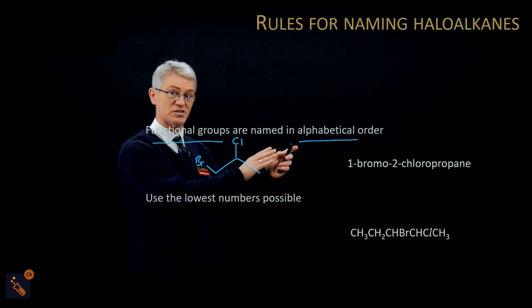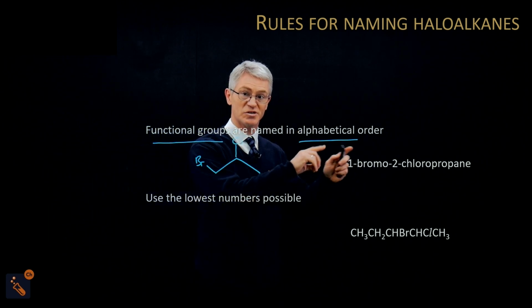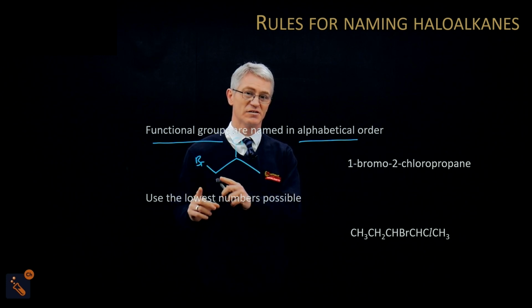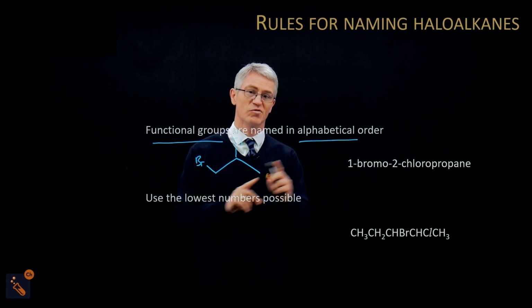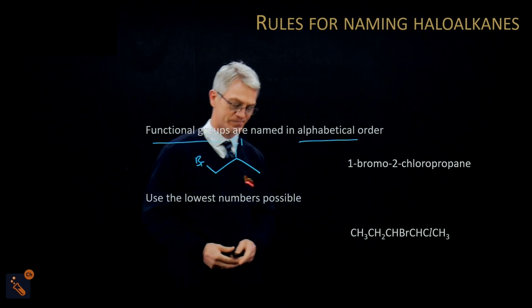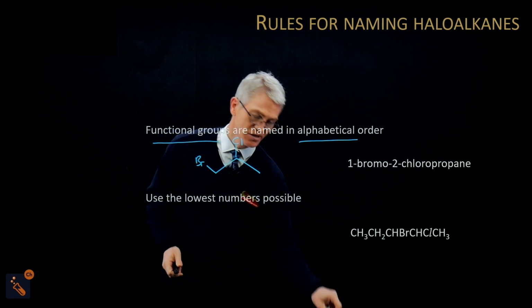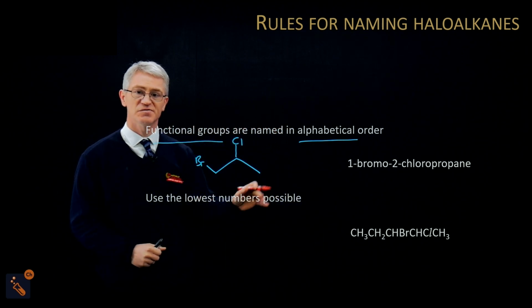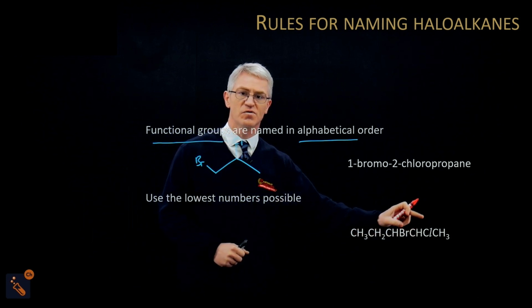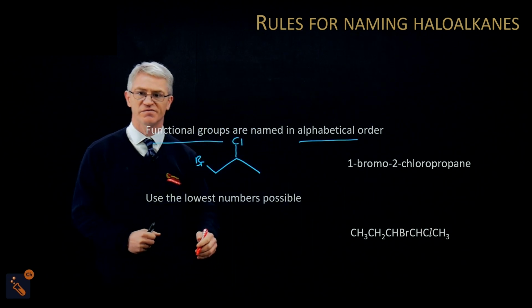Now, we've already used the lowest numbers possible in the above example, because for 1-bromo, the lowest number we can go to is 1. So we started there, but we've made it alphabetical as well. Remember, you're going to have to make this alphabetical as well. Anyway, right, let's go for this name. First of all, we need to find out how long it is. 1, 2, 3, 4, 5. So we have got 5.